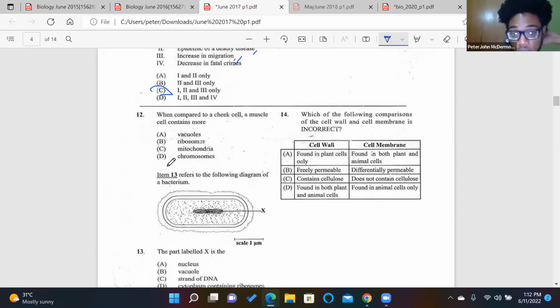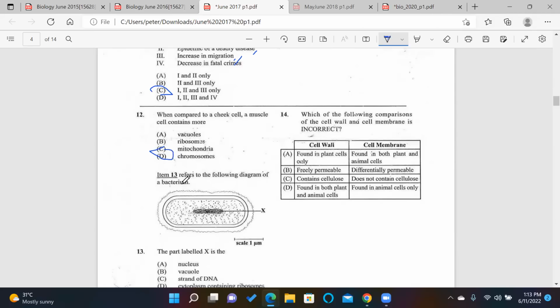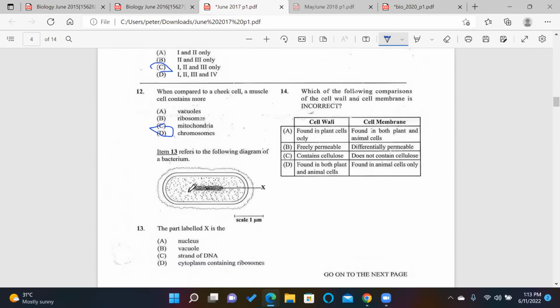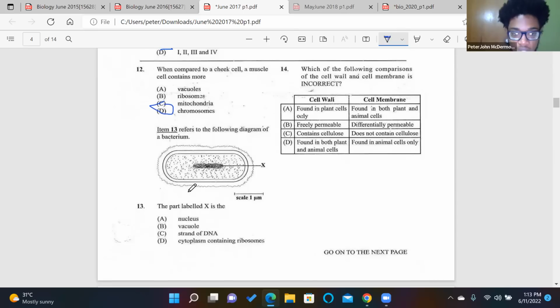So when compared to a cheek, the muscle contains more? C. Why? Because it has more activity, correct. The part labeled X is the? C.